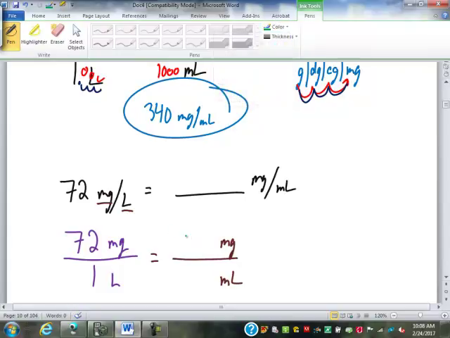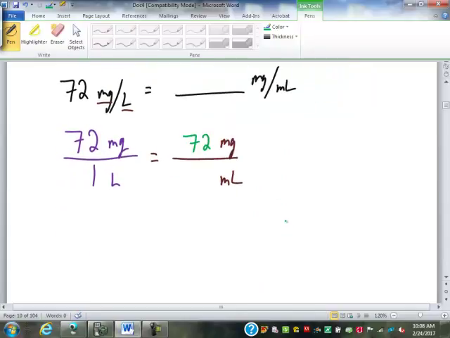So 72 milligrams is going to stay 72 milligrams. 1 liter converted to milliliters, well, my decimal point from liters to milliliters is 3 spots to the right. So 1 liter is 1,000 milliliters. And I divide that out. 72 divided by 1,000 is 0.072. It is milligrams per milliliter.